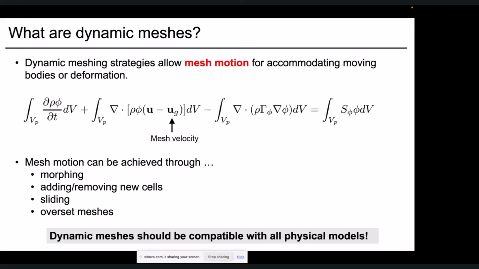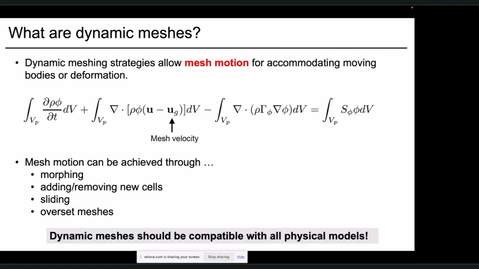So let's begin by giving you the fundamentals of what we mean by dynamic meshes. Dynamic mesh is the capability by which we allow mesh motion. And why do we need mesh motion in our simulation? It is just to accommodate moving bodies or deformation of the meshes.